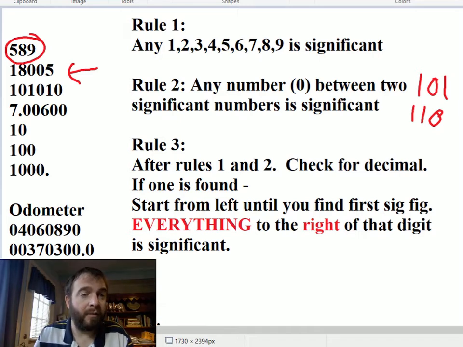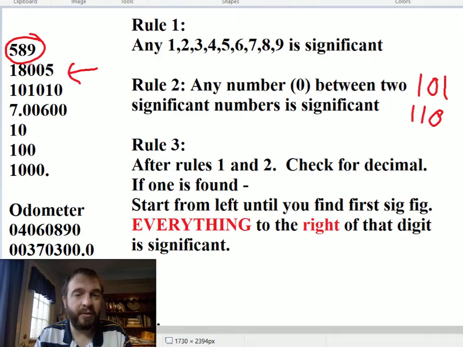When we look at this, we can see that the 1 is significant, the 8 is significant, and the 5 is significant using rule number 1. And you always start with rule 1. Once you've clarified that 1, 8, and 5 are significant, we then can look to see if there are any other numbers between significant figures that have not been counted. Well, we see that there are 2 zeros here. Let's see if we can count these.